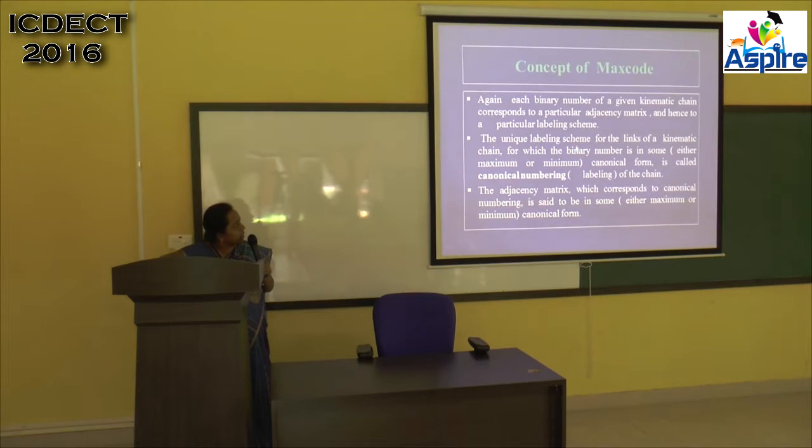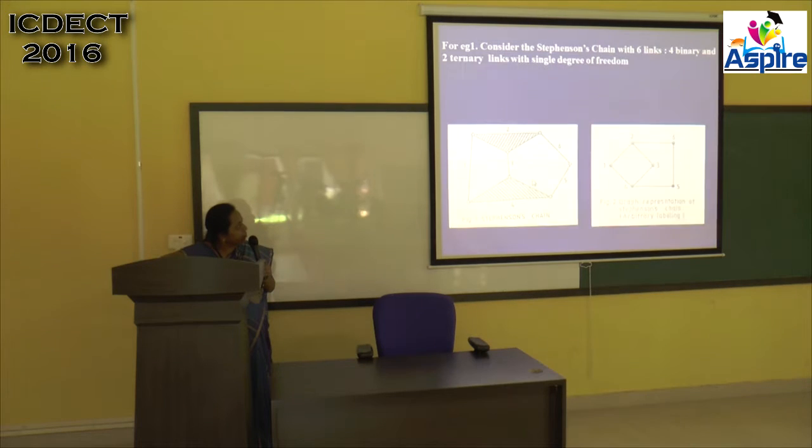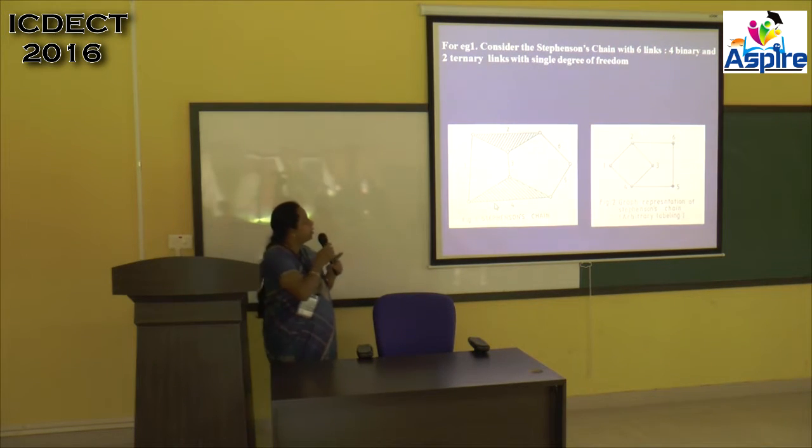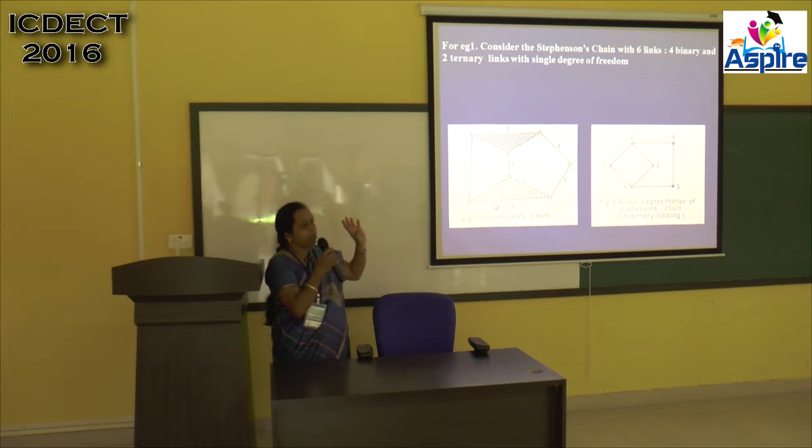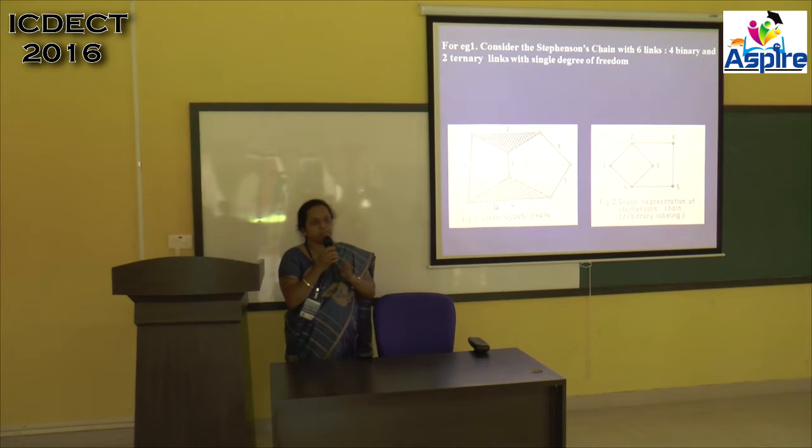So the concept of the max code, generally this is known as the canonical numbering, both the max code and the min code. Here I have taken one example of a Stephenson chain, wherein you have 4 binary links and 2 ternary links. This Stephenson chain is very commonly used for the ankle joint.